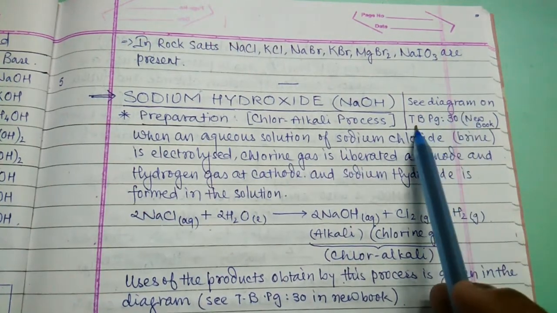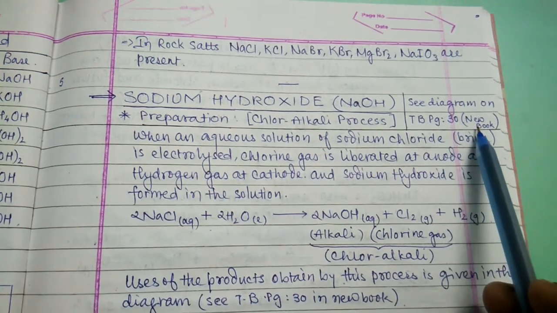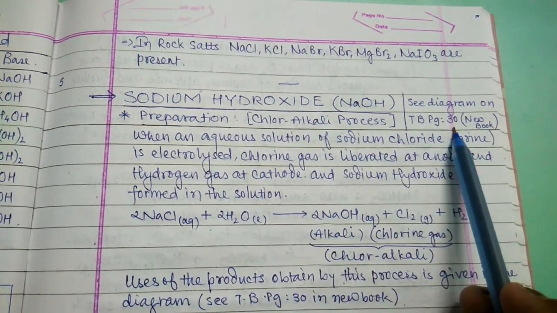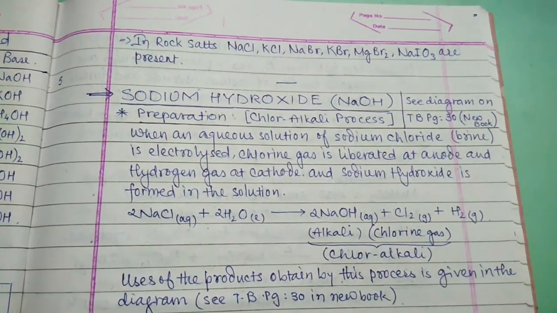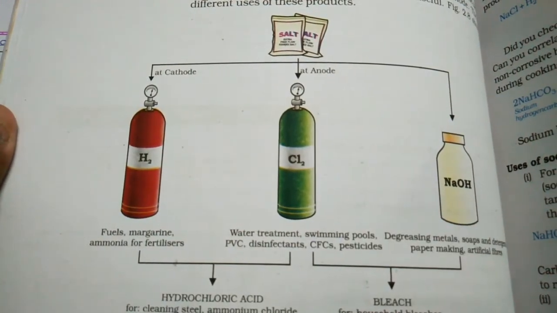A diagram is on textbook page number 30. If you have a new book, you have to see the diagram on page 30. I have an old book, so I have this type of diagram, but in the new book the diagram is a little bit different.